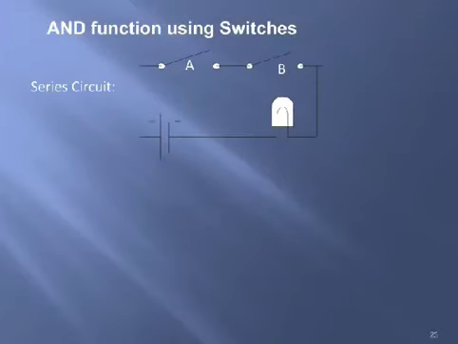Next we will also see the functioning of AND gate using switches. In the case of OR gate functioning, I have connected the switches in parallel, and in the case of AND gate functioning using switches, I am connecting the two switches in series because both the switches are to be closed for the lamp to glow.